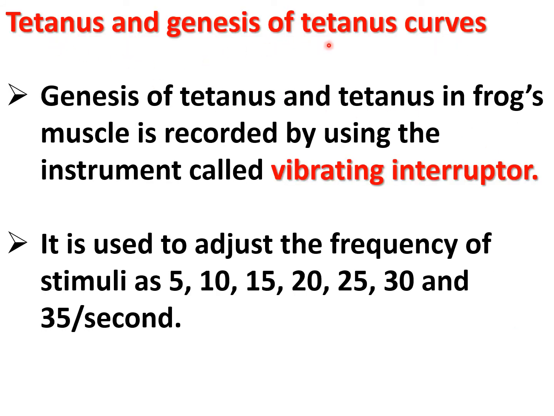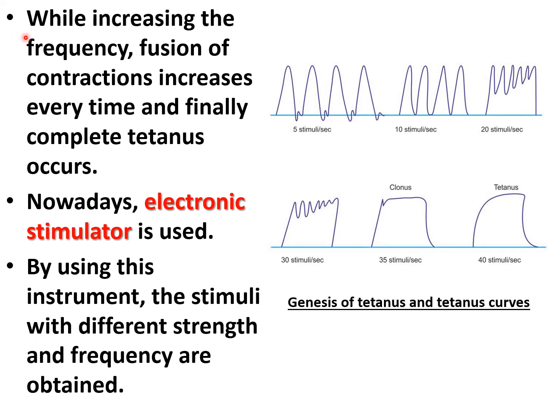Then tetanus and genesis of tetanus curve. Genesis of the tetanus in frog's muscle is recorded by using the instrument known as vibrating interrupter. It is used to adjust the frequency of the stimuli as 5, 10, 15, 20, 25, 30 and 35 per second. While increasing the frequency, the fusion of the contraction increases every time. And finally, the complete tetanus occurs.